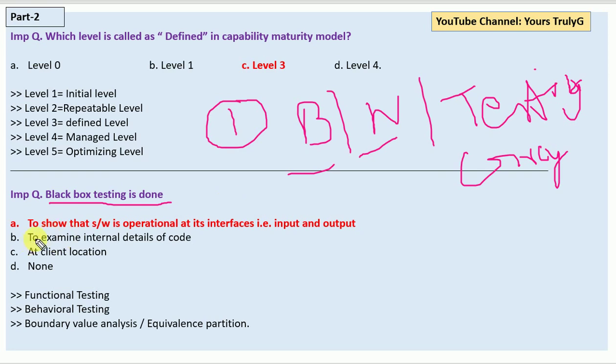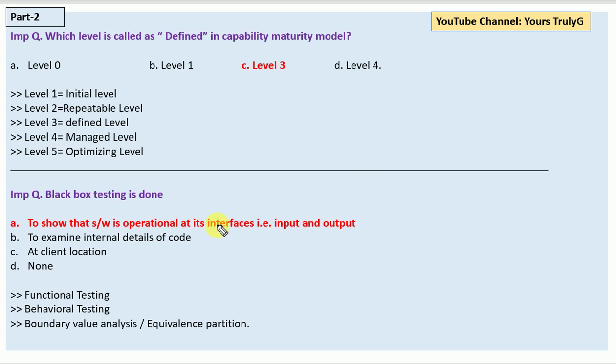So let's discuss this. What is black box testing? They have given four options: to show that software is operational at its interfaces, input and output; to examine the internal detail of code; at client location; and fourth is none. So let's discuss the options one by one. For those watching this video for the first time, I also want to give a brief explanation related to this question so that you can have a better understanding.